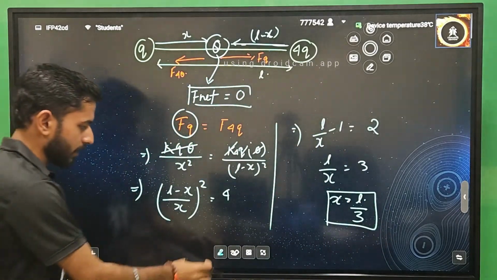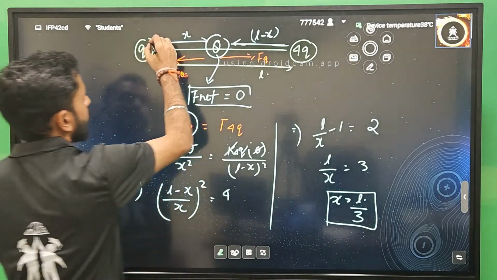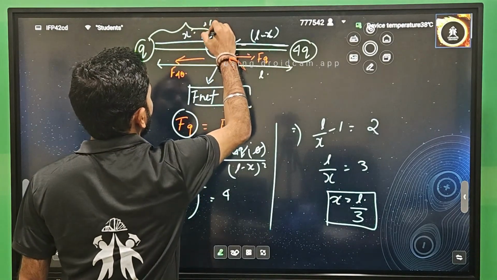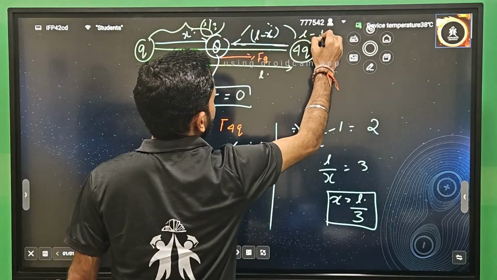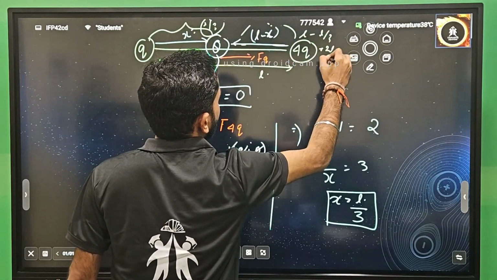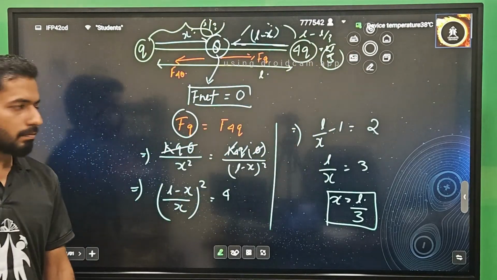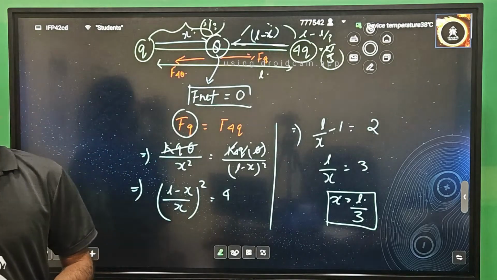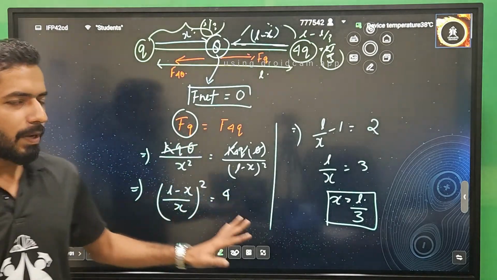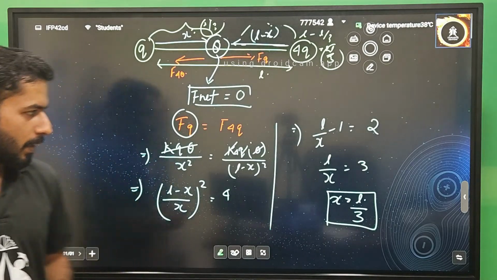Correct? So what is the position where I am going to get the equilibrium? From this, I can say that x should be equal to L by 3, and from this one, I can say the distance is L minus L by 3, that means the distance will be 2L by 3. Is it correct? This is the kind of question that will be coming in electrostatic equilibrium. From this very good example, I hope that the equilibrium concept will be very much clear to you.